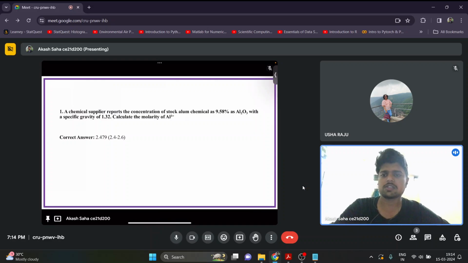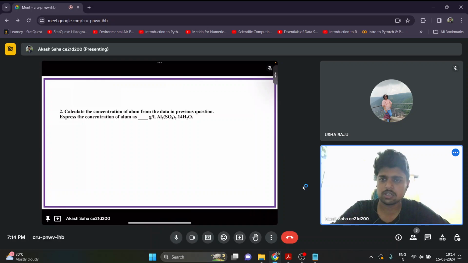So the correct answer is 2.479 molar. Okay. Now the next question, it says calculate the concentration of alum from the data in the previous question. So now it is asking for the concentration of alum, but the unit will be gram per liter as Al2(SO4)3·14H2O. What is that? It is the hydrated formula of alum.